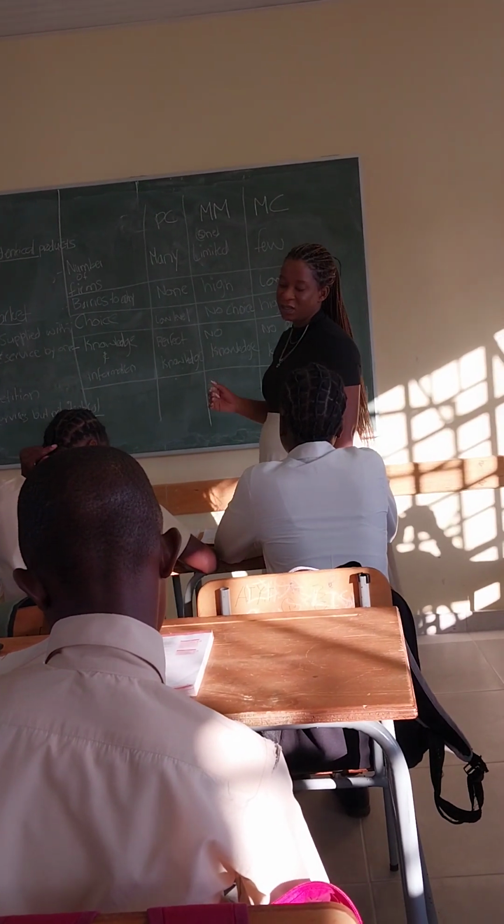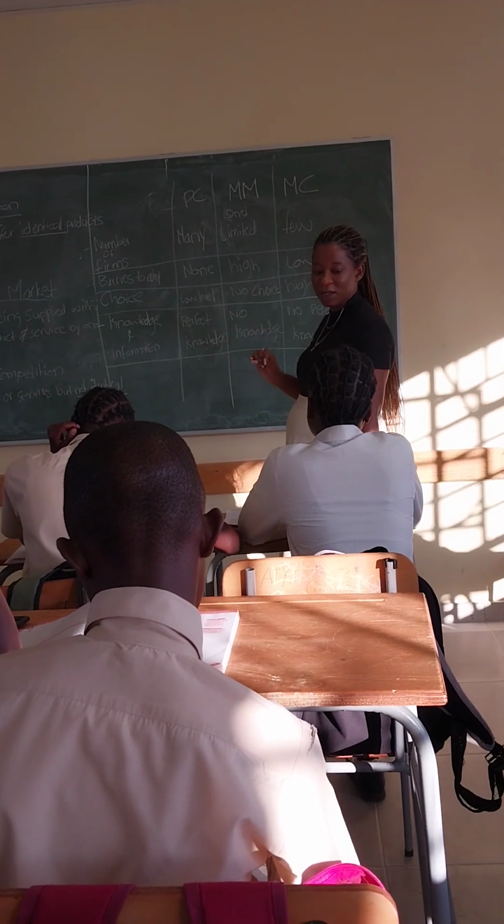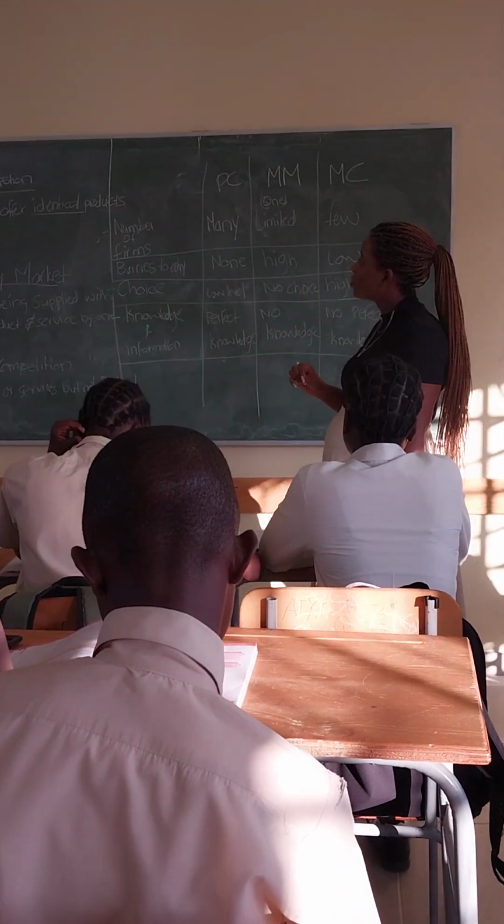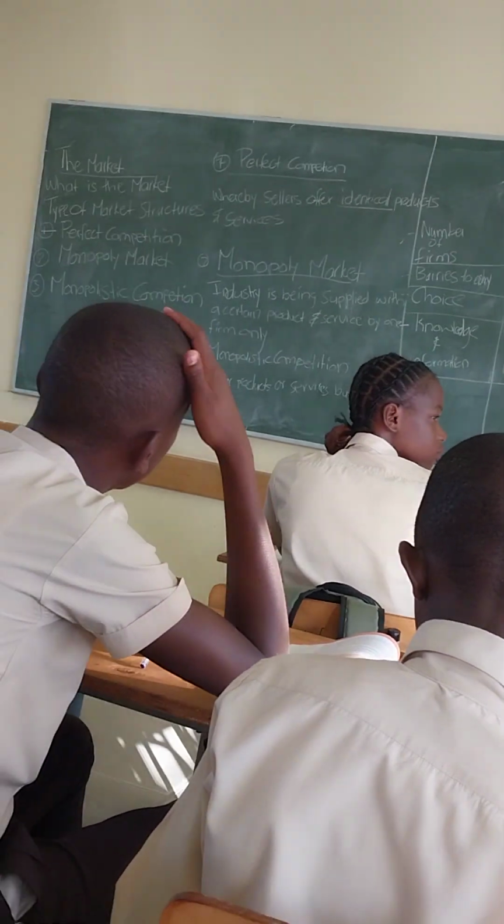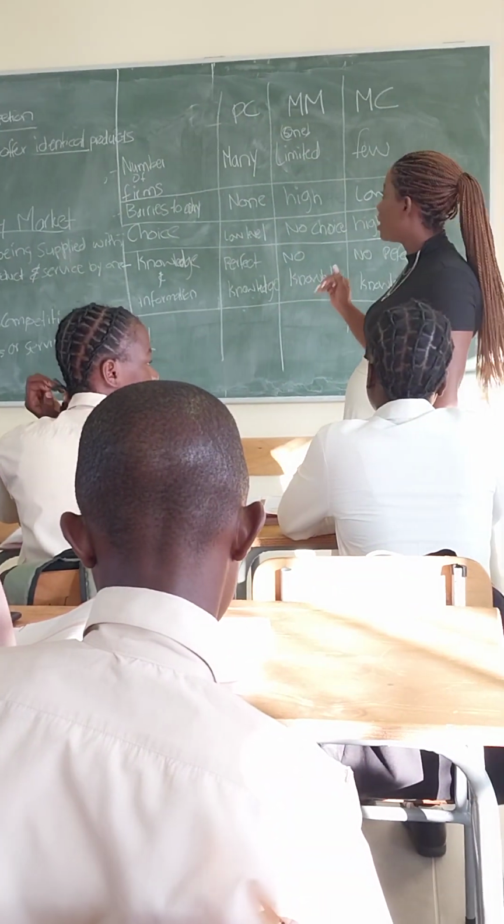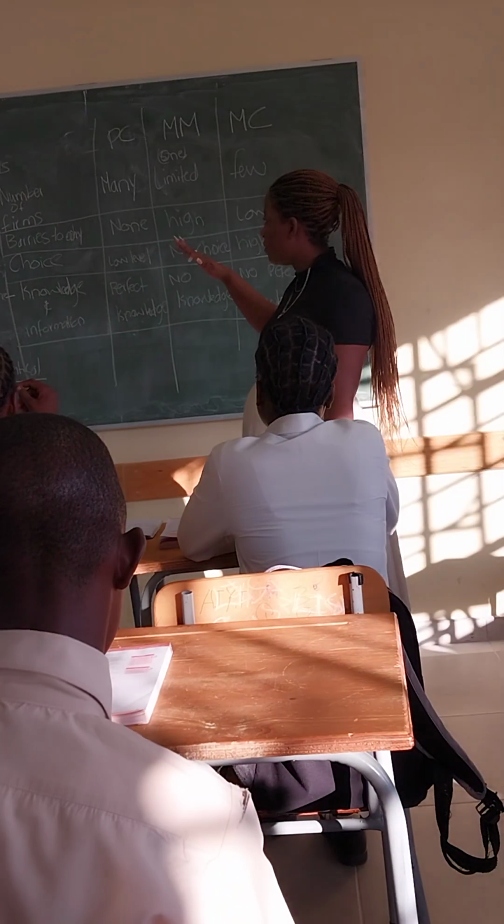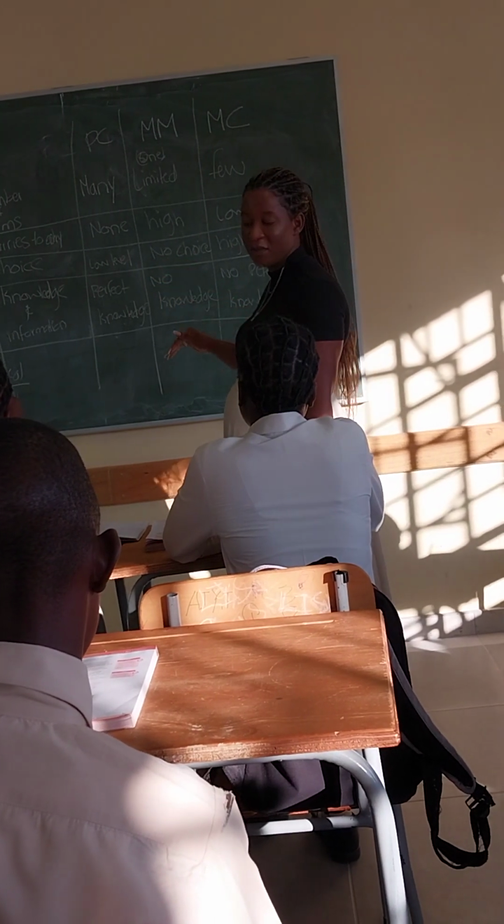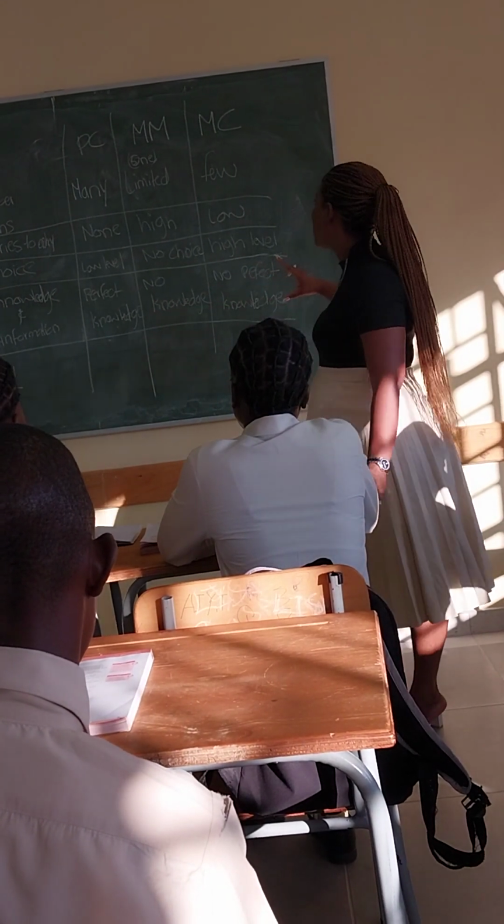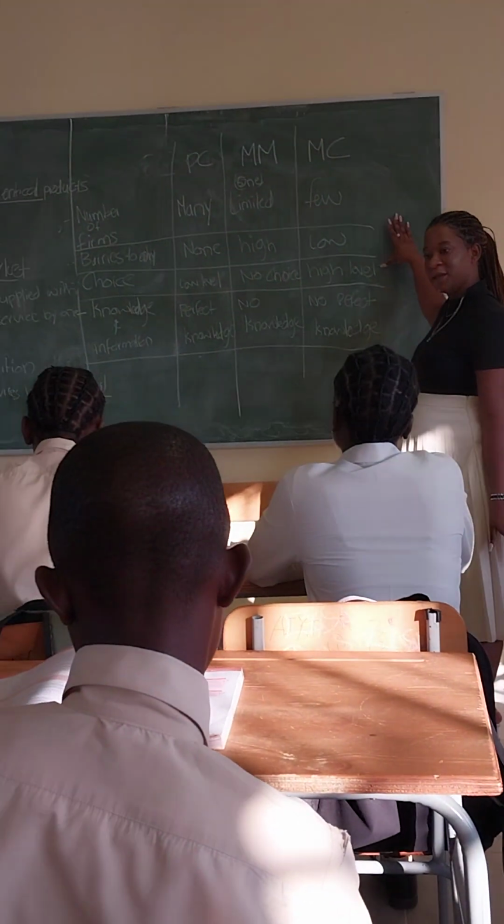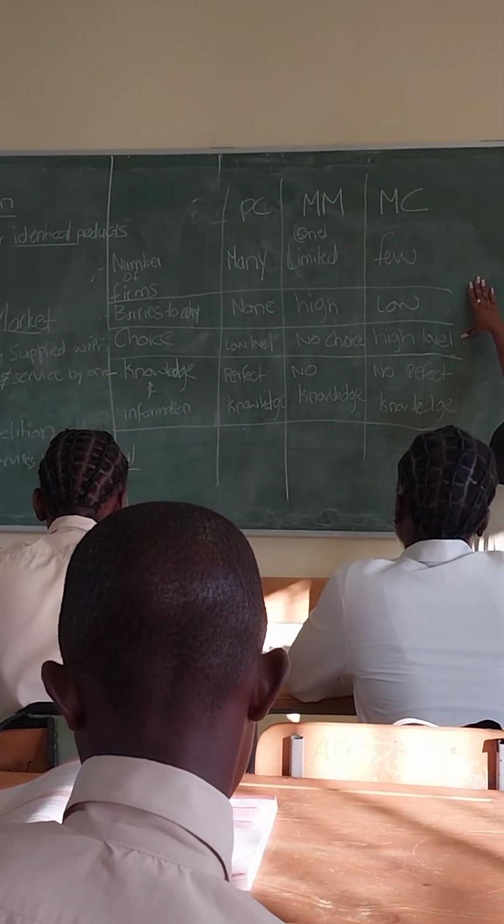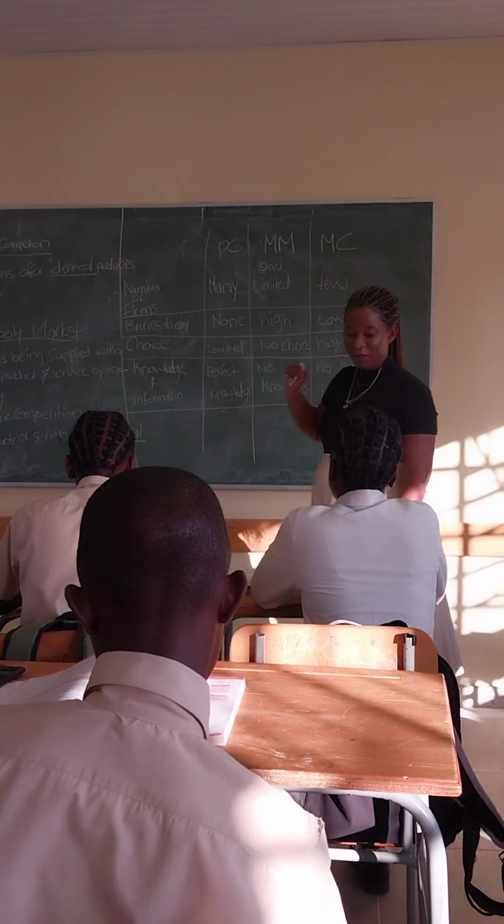So that was the lesson for today. What is a market? We are required to know what a market is, and to describe the three types of market. And we describe them according to their number of firms, barriers, choice, and knowledge and information. So this table is a summary. Are we together? Do you have questions?